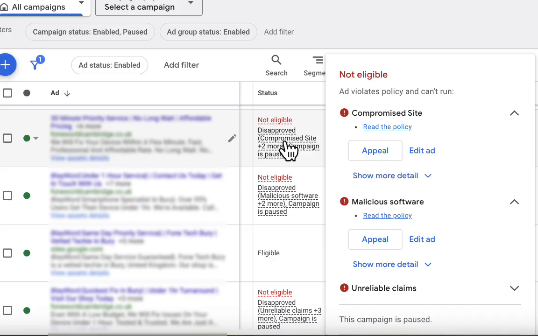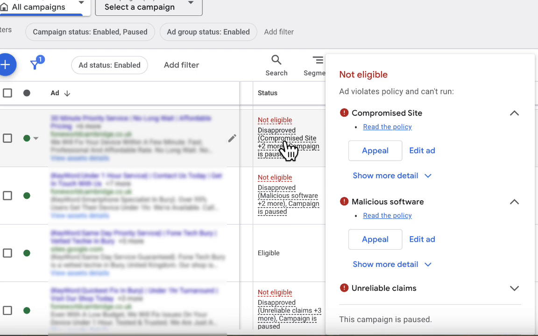Yes, something is wrong with your website. Whenever you log into your Google advertisement account and you see the status of your advertisement as disapproved compromised site, what it means is your site is likely under attack. By the way, your site could be under attack due to many reasons. It could be due to outdated themes, plugins, or whatever script you're running on your website. And when some of these scripts or plugins or themes are outdated, they could compromise the integrity of your website.